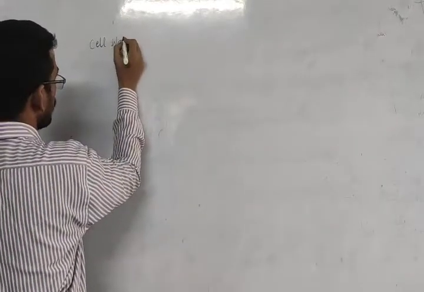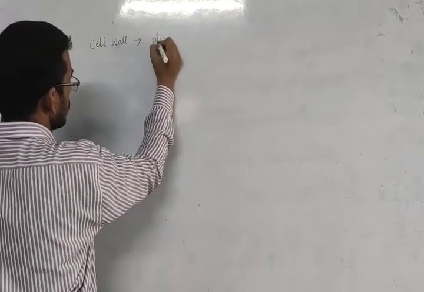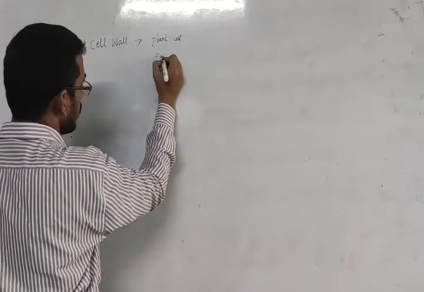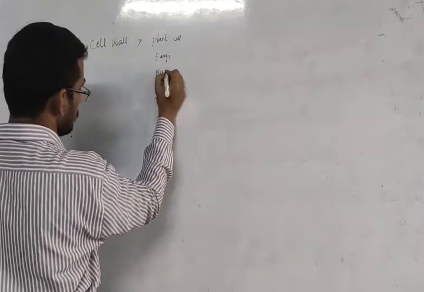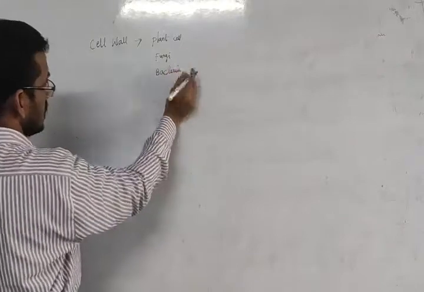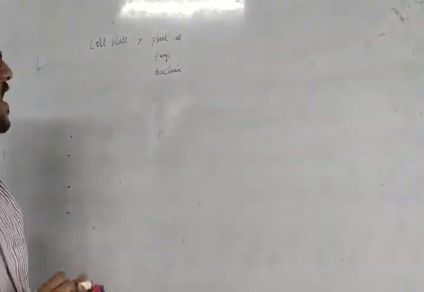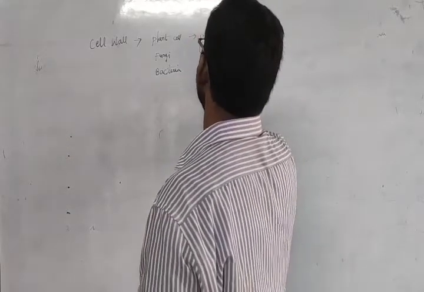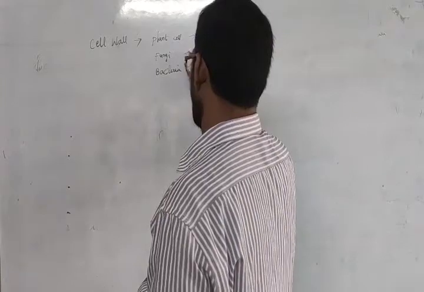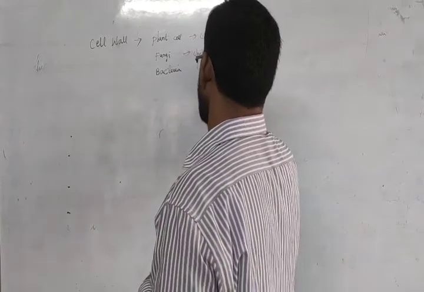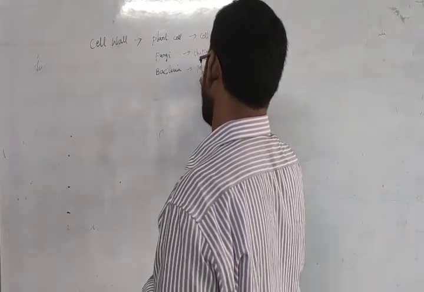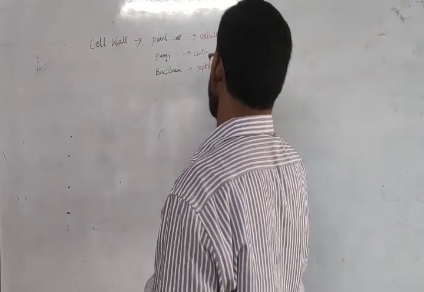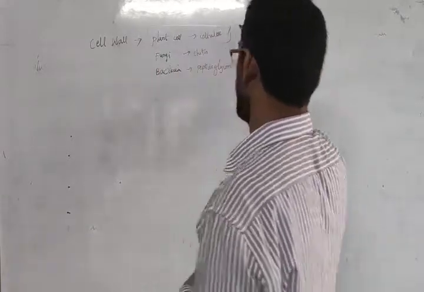Cell wall is present only in plant cells. Okay, and it is also present in fungi, and it is also present in bacteria. Understood? So these three have it. In plant cells, the cell wall is made up of cellulose. In fungi it is made up of chitin. In bacteria it is made up of peptidoglycan. In the examination this is important. Only this one is important for you.